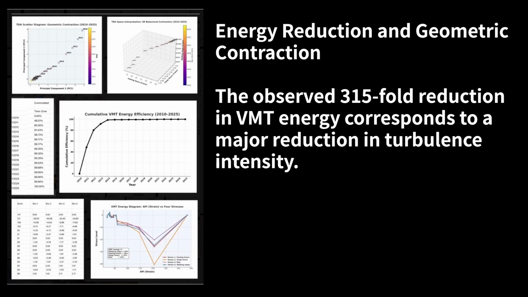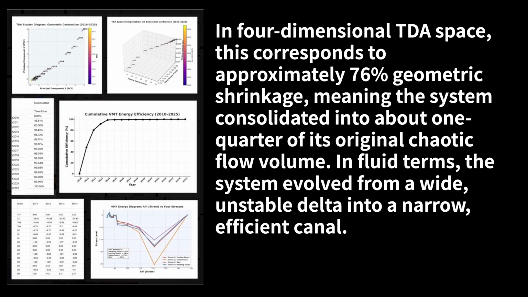The observed 315-fold reduction in VMT energy corresponds to a major reduction in turbulence intensity. In four-dimensional TDA space, this corresponds to approximately 76% geometric shrinkage, meaning the system consolidated into about 1/4 of its original chaotic flow volume. In fluid terms, the system evolved from a wide, unstable delta into a narrow, efficient canal.